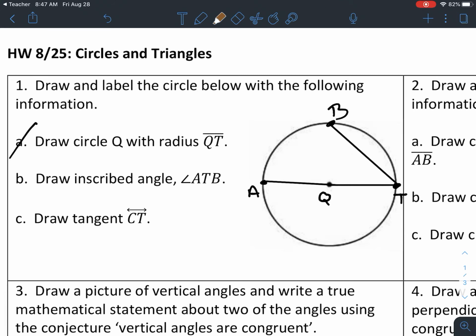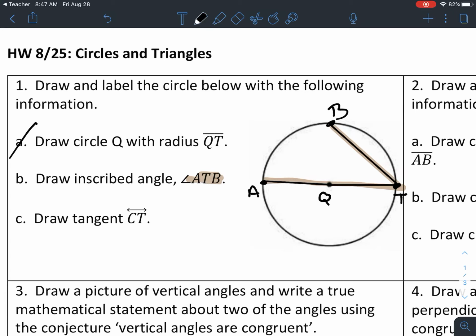And it goes, as I said, A to T and T to B. You have to make sure you understand it's that way. You can't just bounce it around. It's got to be A to T to B, as it says right here.